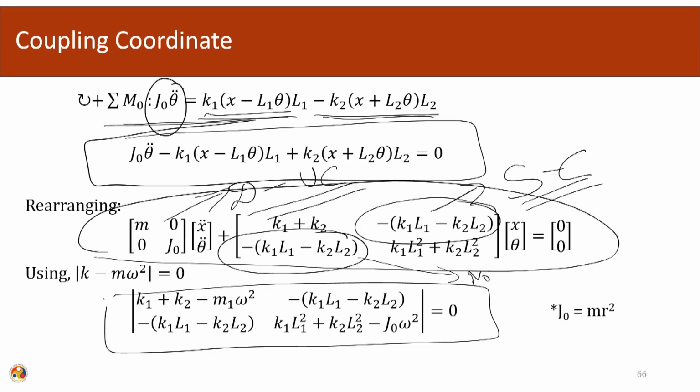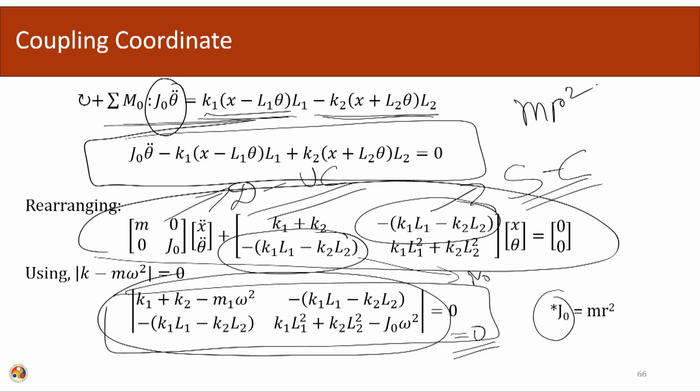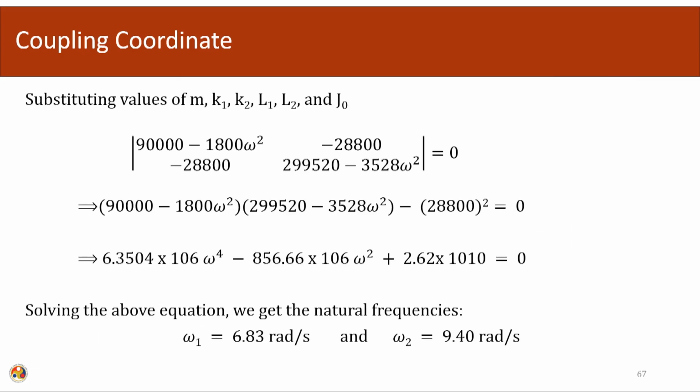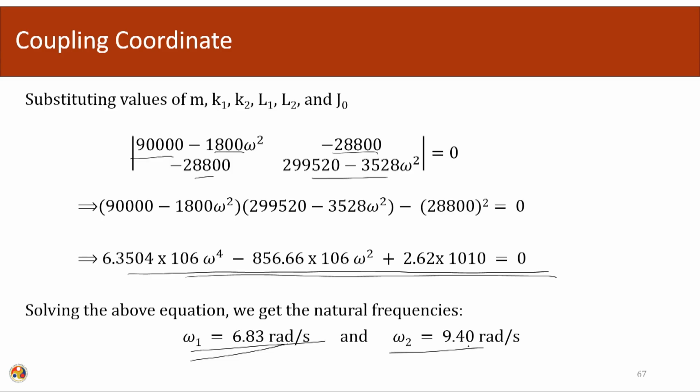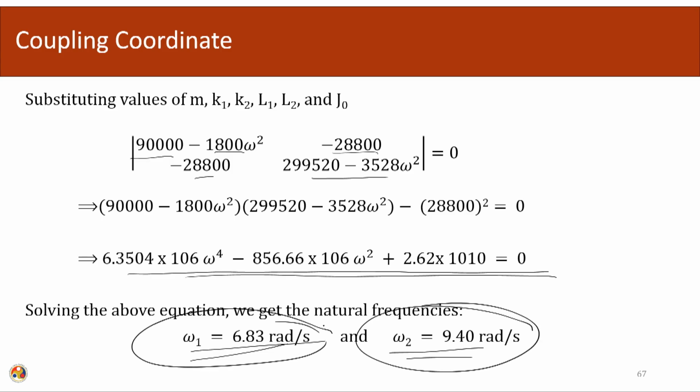If we rearrange, we note that the determinant of this part has to be 0 in order to get the non-trivial solution. And J naught we are writing in terms of mass and radius of gyration. This is the representation of the rotational mass. After putting in the numbers, we get the determinant of the matrix, and solving for omega square, we get the two frequencies: the frequency of the system in the translation sense and the frequency of the system in the rotational sense.